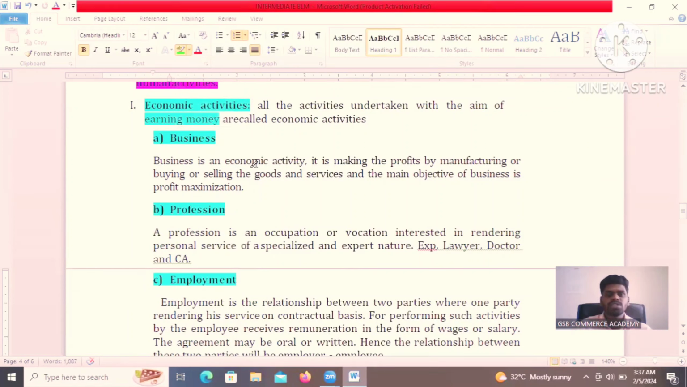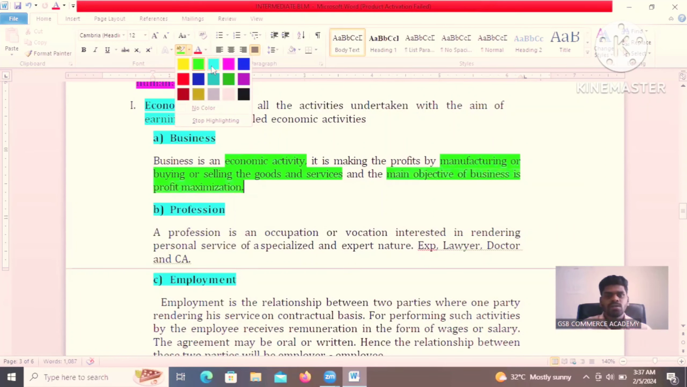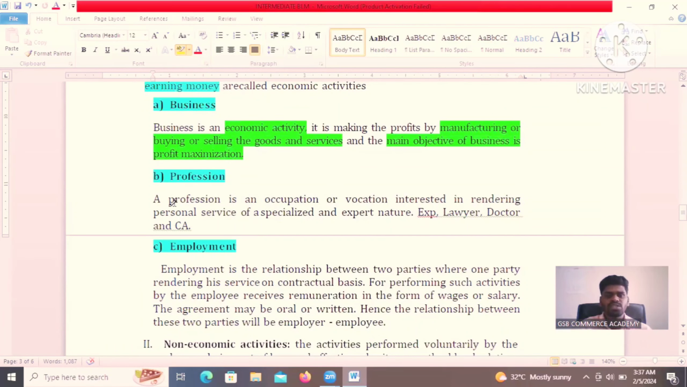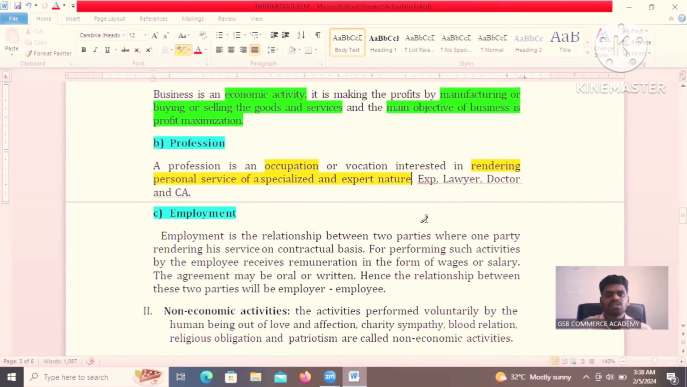So business is an economic activity. I already told you in the previous classes. It is making profits by manufacturing goods and services or buying and selling of goods and services. The main objective of business is profit maximization. And the profession. Profession is an occupation, a vocation involved in rendering personal service with specialized knowledge of a particular expert nature. For example, lawyer is a profession, doctor is a profession, chartered accountant is a profession.